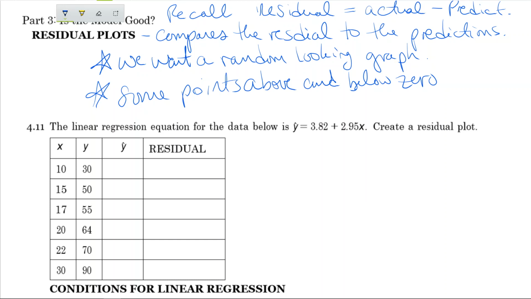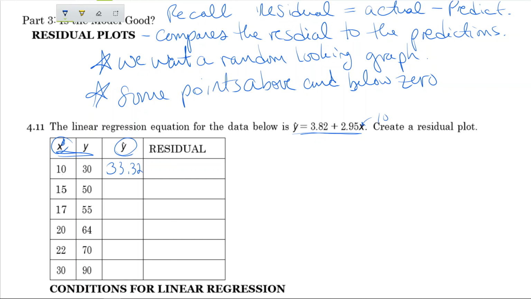When you watch your Minitab this week, you'll see how to do this on Minitab, but for now I'm going to do it using tables. I've got some data right here, and I've already done the first part where I come up with the y-hat, the predicted line. For y-hat, all I'm doing is taking these x values, like 10, putting it in for x, multiplying it by 2.95 and adding 3.82. Multiplying by 10 just moves your decimal place, so that's 29.5 plus 3.82, which gives you 33.32.